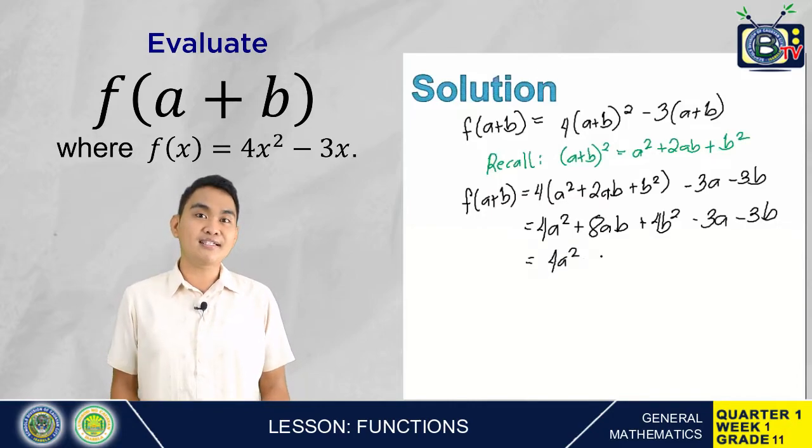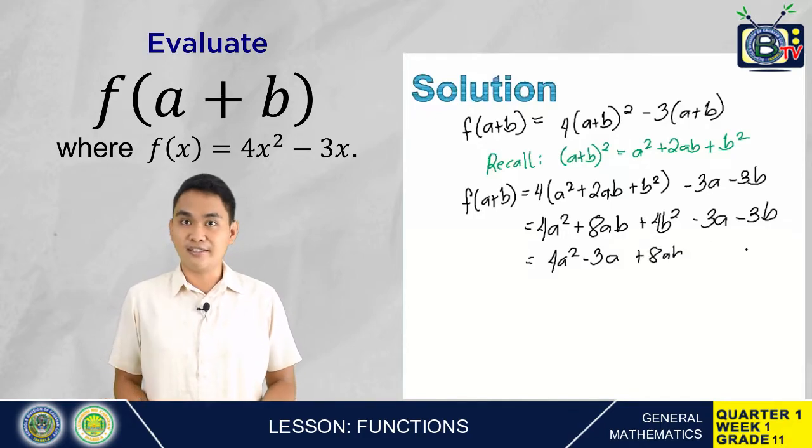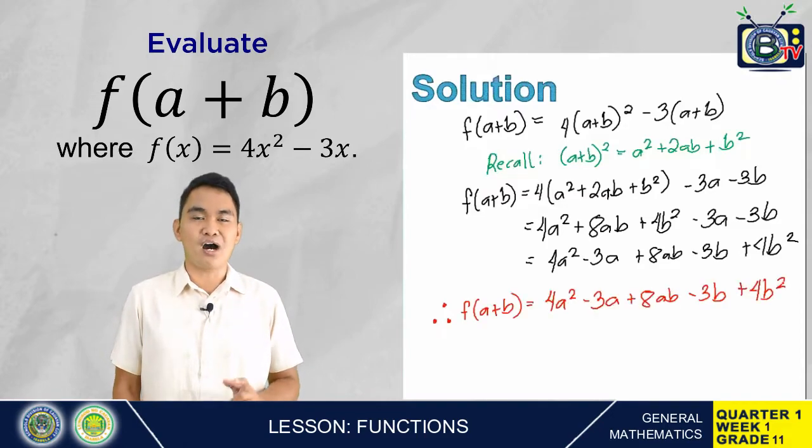To simplify this result, we are going to check if there are terms which are similar. Since there are none, we will just arrange the terms in descending order. So the final answer is 4a squared minus 3a plus 8ab minus 3b plus 4b squared. And that is the answer of our last example.